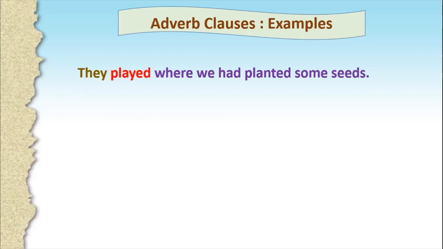Okay? So you can see I have used different colors to the letters. So we said in the beginning that clauses should have a subject and they should have a verb. So here we have they played where we had planted some seeds. In this, they played is the main clause. Okay? So now let us see which is the adverb clause and why it is a particular kind of adverb clause.